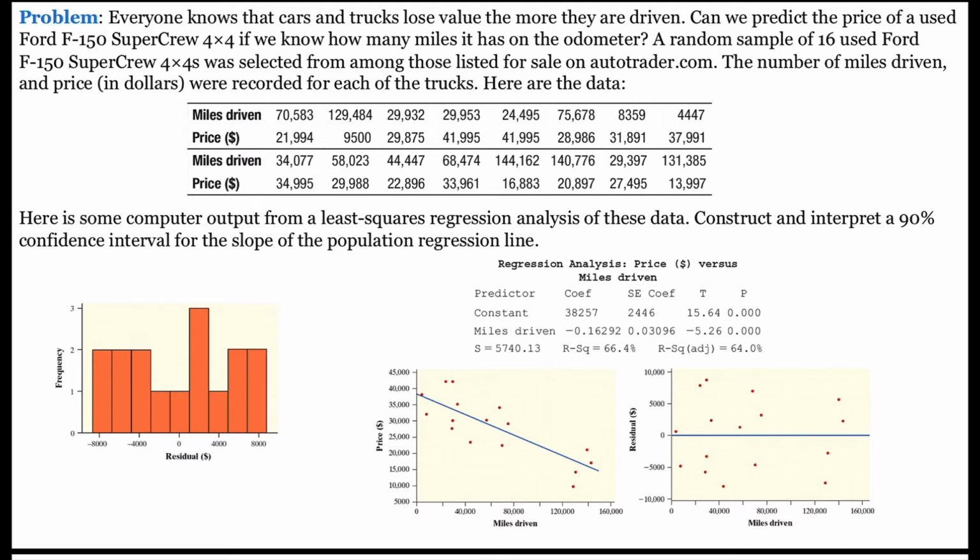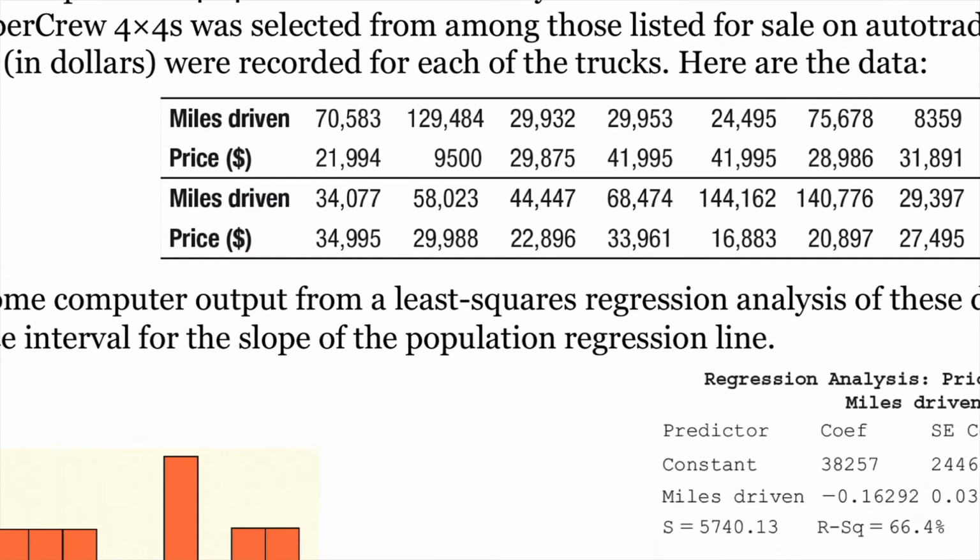So all of these are the same car. They're all the same model, Ford F-150 Super Crew 4x4. One of them had 70,583 miles on it, and that car sold for $21,994, right? The next one had a lot more miles on it, 129,484. That truck, same model, sold for $9,500, right? And so on and so forth.